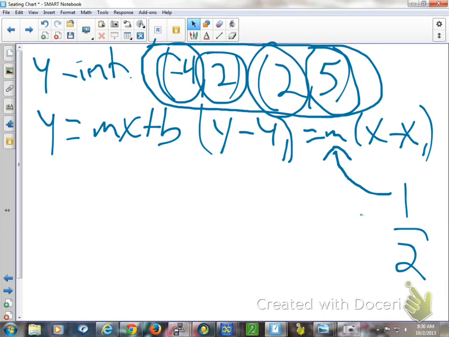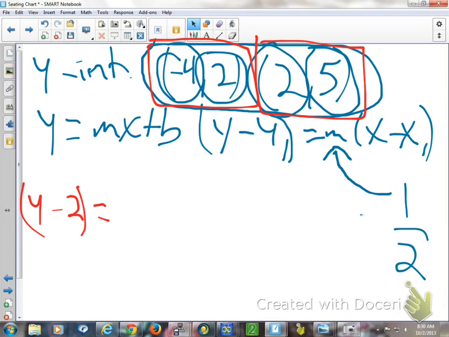Alright. Let me change colors. So, y. Now, which point do we have to use, or can we use, or do you want to use? Spencer, pick a point. One of those two. Does it matter which one we use? No. Thank you, sir. Y minus my y value equals my slope, which we've already found, x minus my x value, which is minus negative 4.